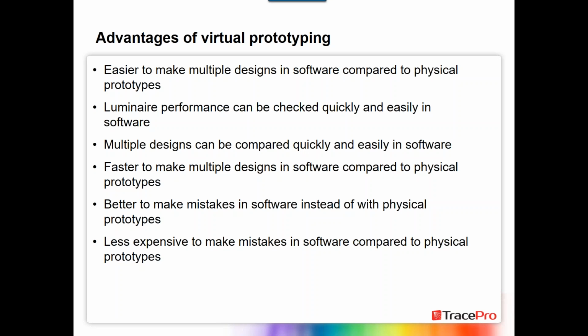It's generally better to make your mistakes in software. Make the mistakes where you can just make a few mouse clicks and make some changes as opposed to making a mistake with an actual or a physical prototype. It's also less expensive in terms of making mistakes. There's a cost of time in redoing things, but you're not invested in actual hardware typically at this point.